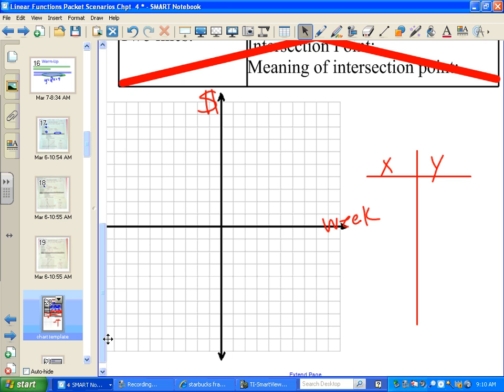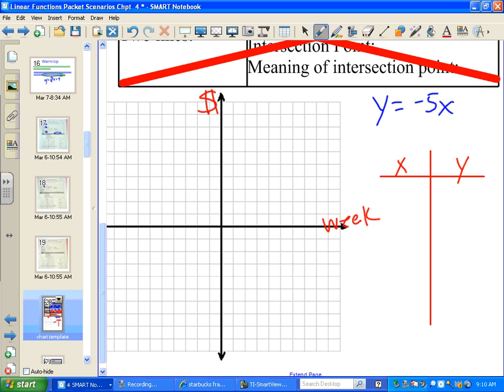Does it matter what table values that we pick for this one? No, it doesn't matter, right? It's not a fraction. I am going to write the equation like I did yesterday above the table. Y equals negative 5x minus 20. Let's use 0, 1, and 2.